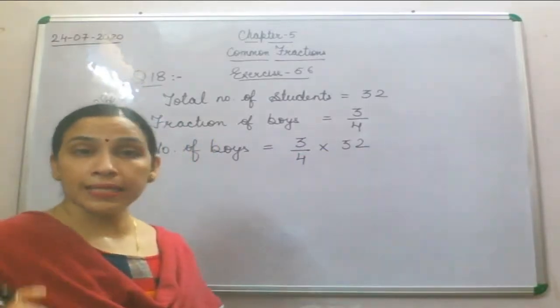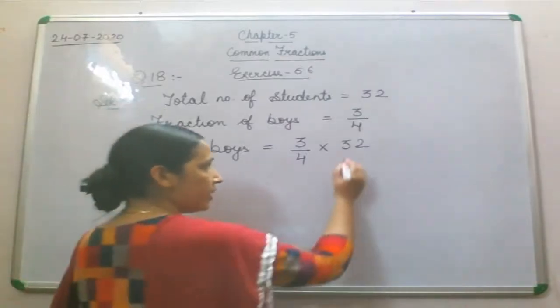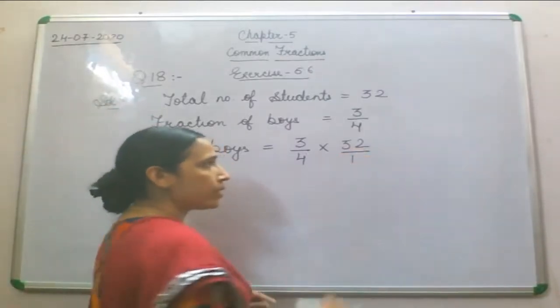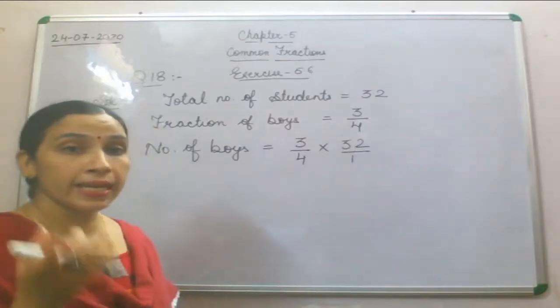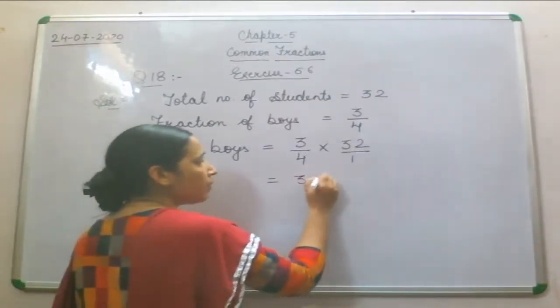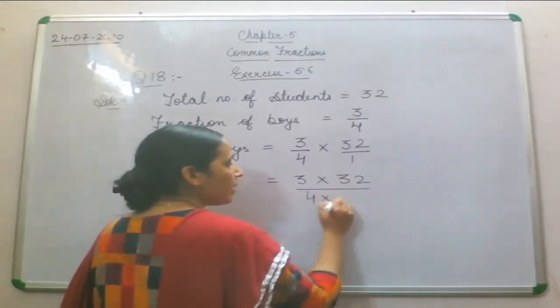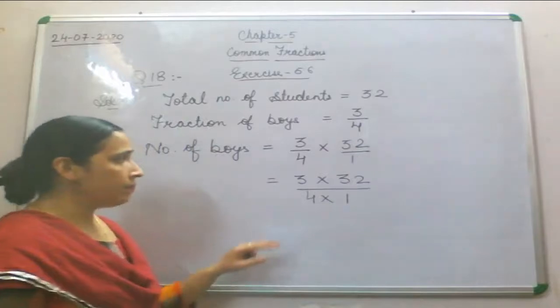Now 32 is considered a whole number. We don't have any denominator, so we will write 1 over there. So now what is the next step? The next step is that the numerator will be multiplied by the numerator and the denominator will be multiplied by the denominator.